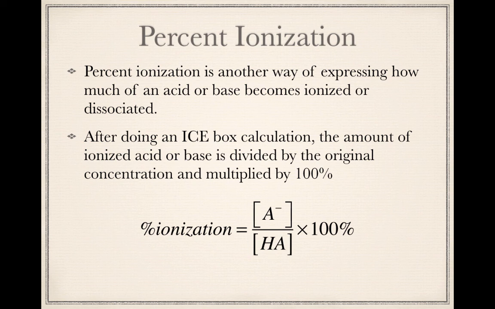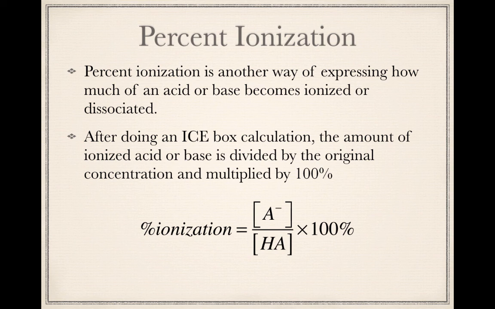Now Ka is a common way of expressing acid strength, but it's not necessarily an accurate way of expressing it because some things have one hydrogen, some things have two, and so that becomes a little bit complicated. And so some way you may see acid strength expressed as percent ionization. And really what we're looking at is how much of that acid is becoming ionized or dissociated. And we find percent ionization by going through and doing a standard ICE box calculation.